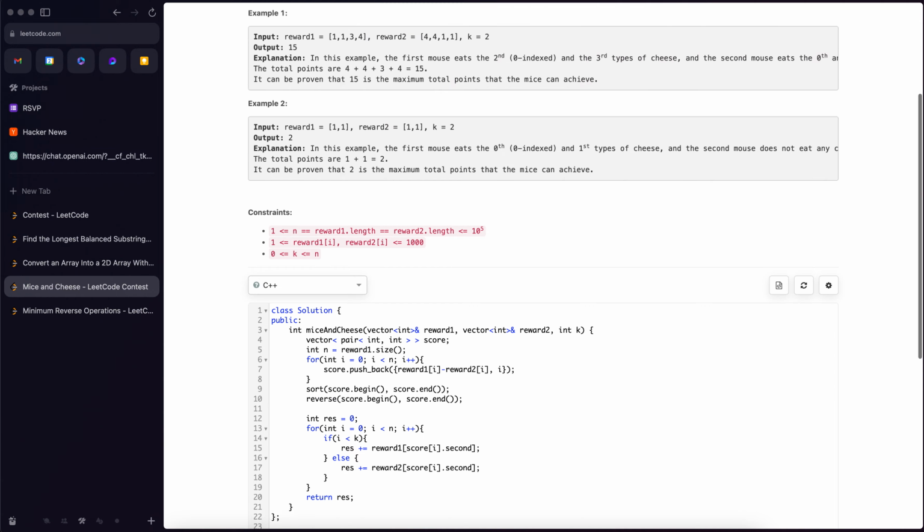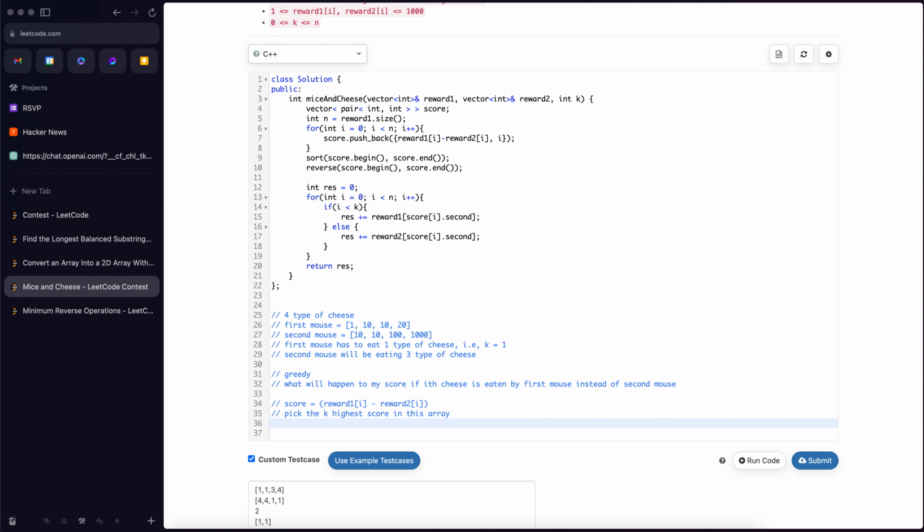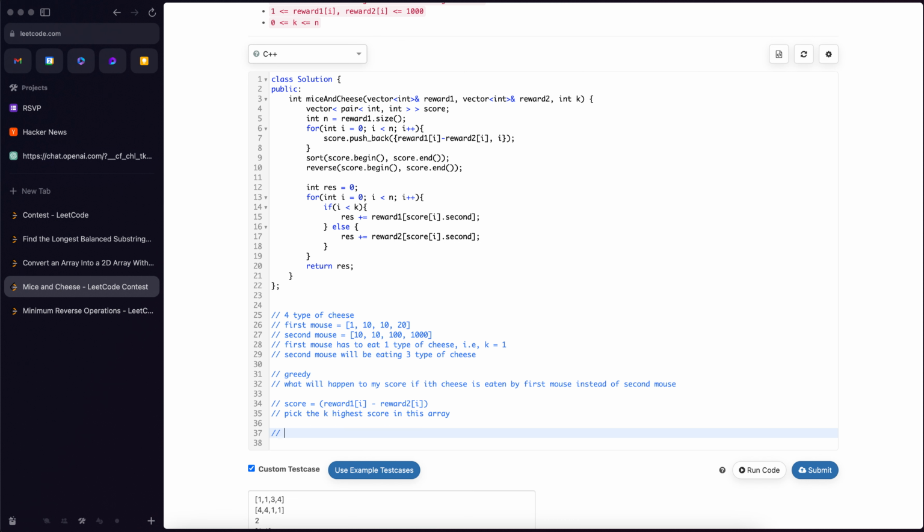So what I'm trying to say is, let's take this one sample test case which I have written here. What would be the score for the first cheese? It would be -9. For the second one, it would be 0. For the third one, it would be -90. And for the last one, it would be -980, right? So we need to pick the k highest. K is 1, so we need to pick the highest of these, which would be 0.